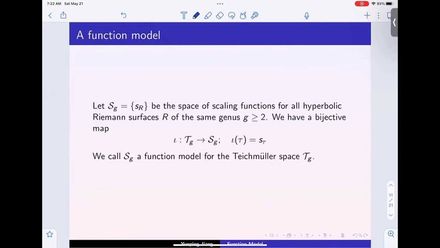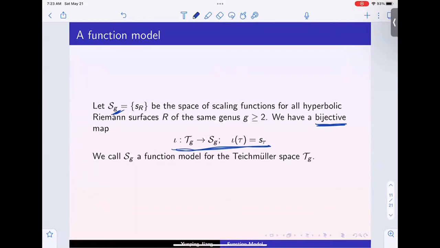Now you take all the scaling functions, and you get S_G. This S_G we take as the space of all the scaling functions for all the hyperbolic Riemann surfaces of the same genus G greater than or equal to 2. Then you have an injective and surjective, actually bijective, map from Teichmüller space to this function space. So we call this function space a function model for the Teichmüller space. Okay, so now you have defined a different model for Teichmüller space.